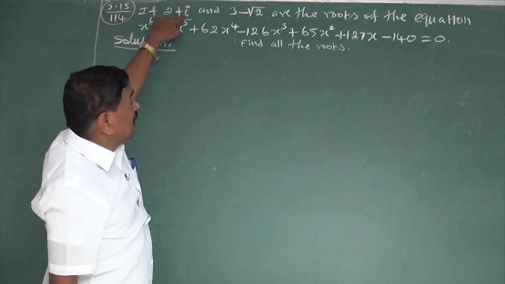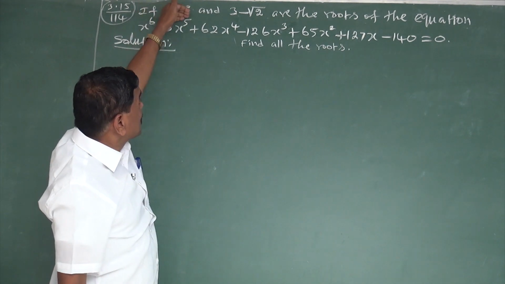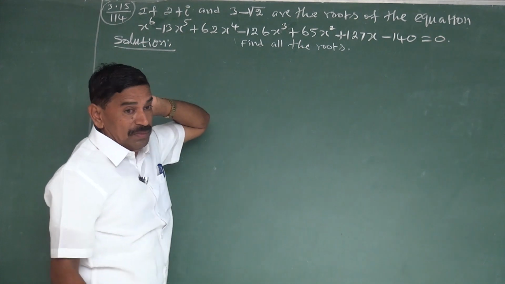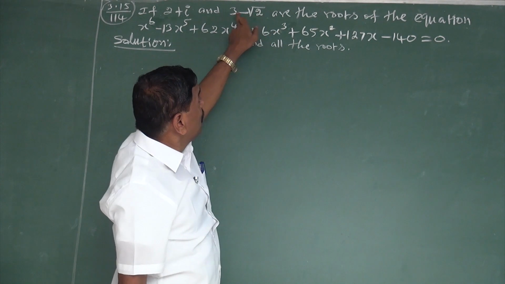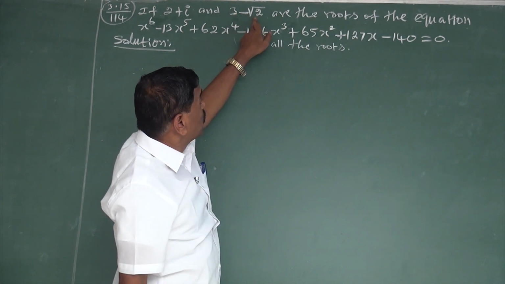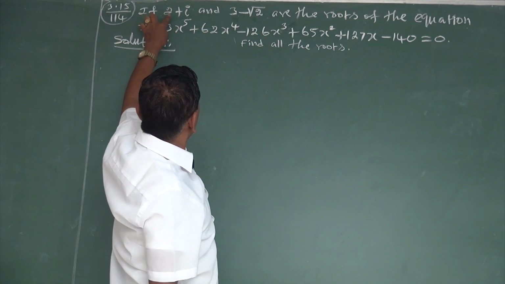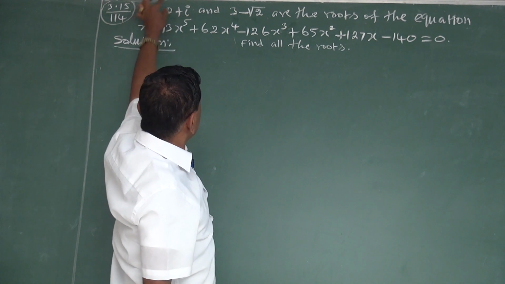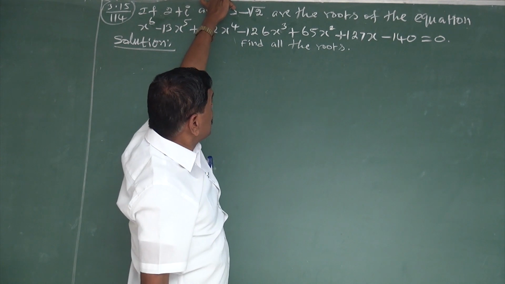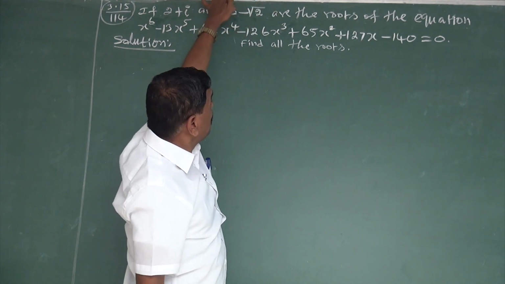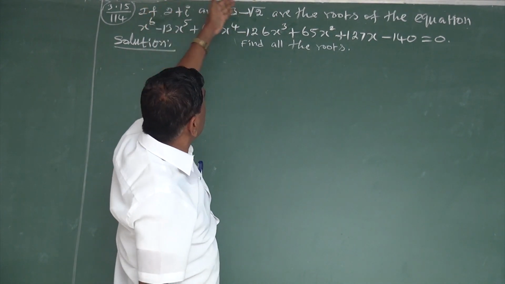If 2 plus i is a root, then 2 minus i is also a root. And here 3 minus root 2 is an irrational root, and if one root is 3 minus root 2, then the other root is 3 plus root 2. That's all. So here 2 plus i is 1 root, then the other root is 2 minus i. Using these 2 roots, frame one quadratic equation. Next, if one root is 3 minus root 2, then the other root is 3 plus root 2, then frame the next quadratic equation. Then find the product of these 2 quadratic equations.